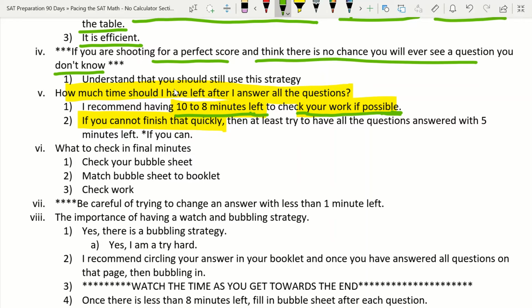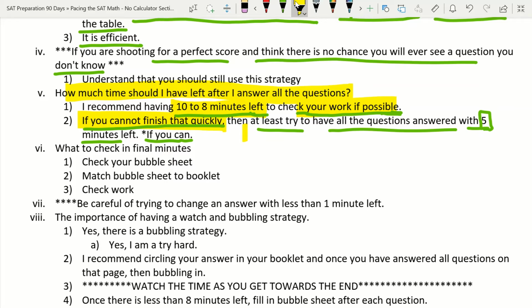So I recommend that. Now, let's say that you struggle to finish the math no calculator section very quickly. Let's say it normally takes you about 20 minutes to finish all the questions. Well, once again, at least just try to make sure you have all the questions answered with 5 minutes left. Now, if you can, I understand for some people it's difficult, but if you can, try to finish all your questions and have 5 minutes left to check your work. That's really the minimum amount of time that you're going to want to have left. You want to have at least 5 minutes left to check your work, ideally 10 to 8.